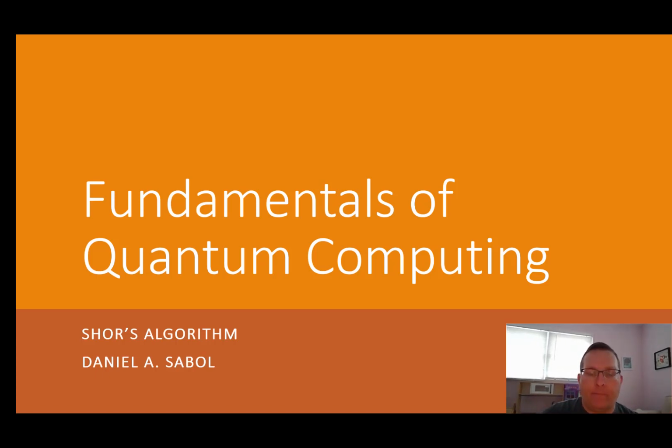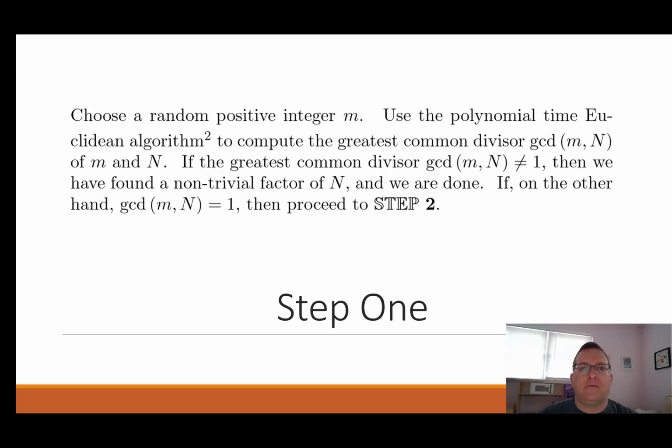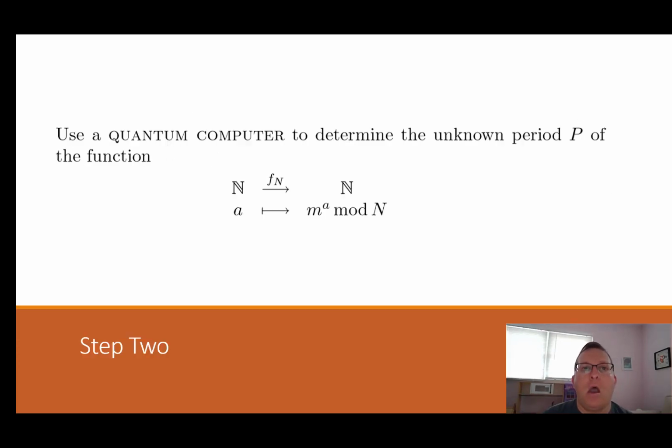So here's how it works. This is the first step. You're going to choose an integer m, which is less than n, such that GCD, the greatest common divisor, of m and n equals 1. Factoring, let's say, 21, I choose the number 13. I then pass it on and proceed to step 2.